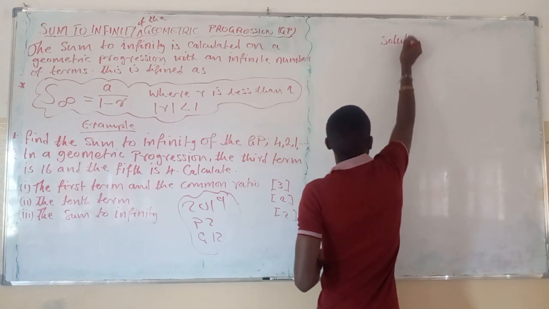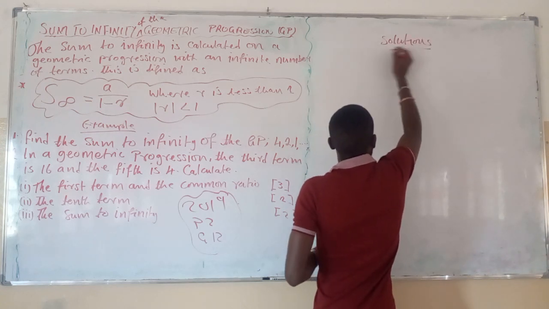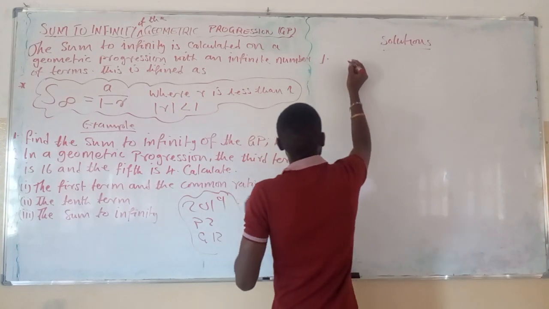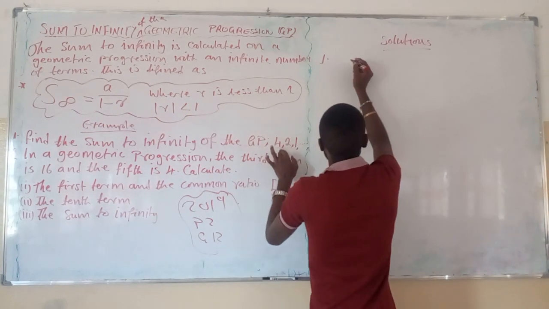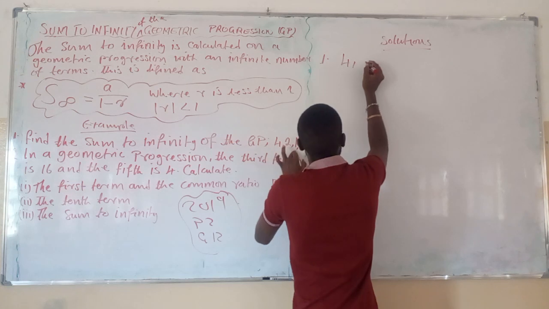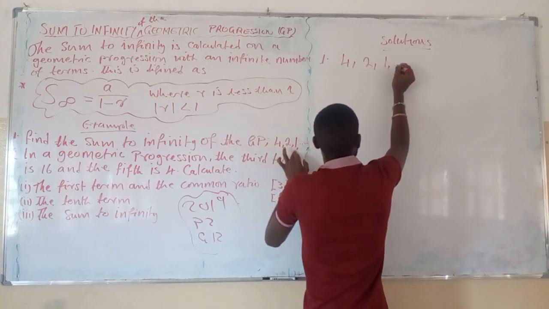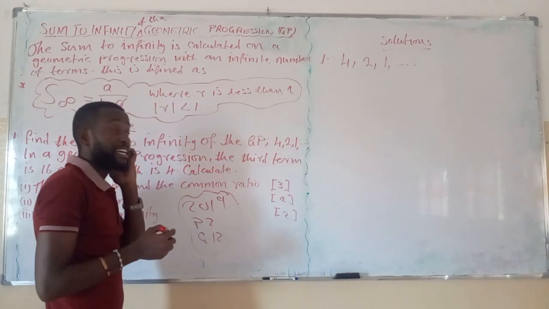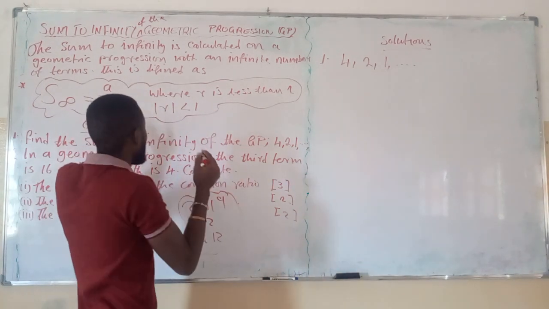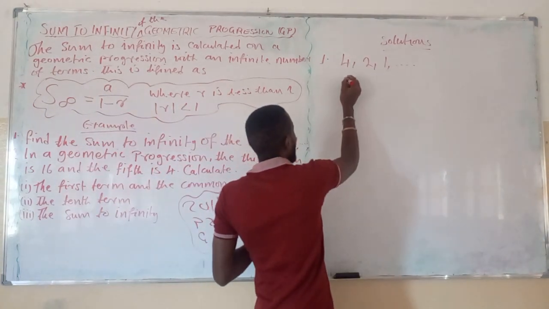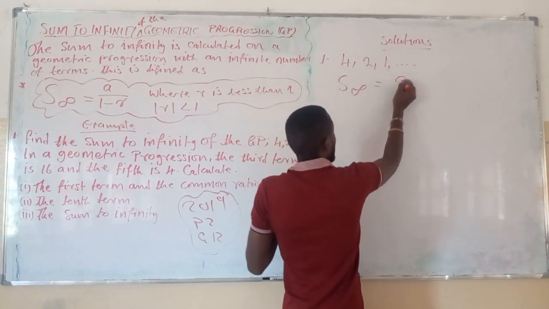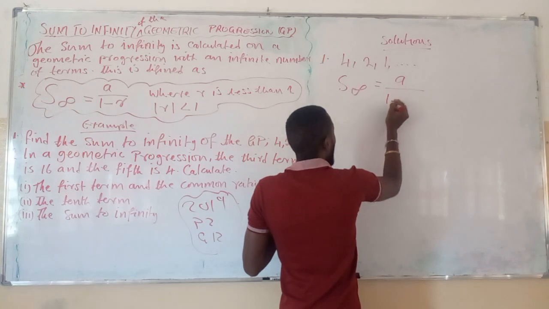Okay, let us write solutions here. Question number 1, they're asking us to find the sum to infinity when you're given the geometric progression terms to be 4, 2, 1, and so on and so forth. So we need to find the sum to infinity for that kind of geometric progression. So let us write the formula. The formula is sum to infinity, we write the infinity symbol there, is equal to first term over 1 minus common ratio.